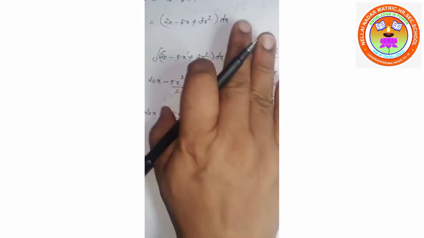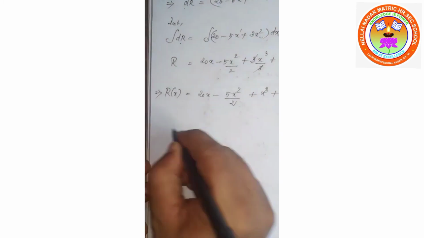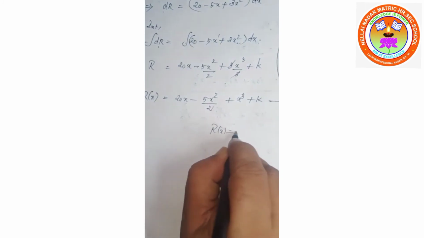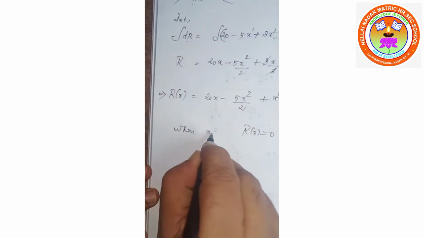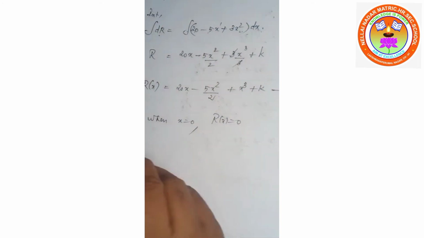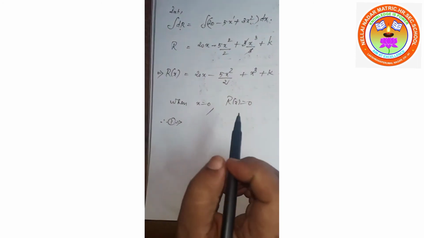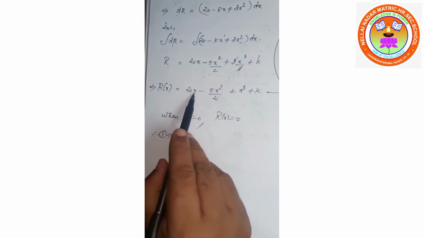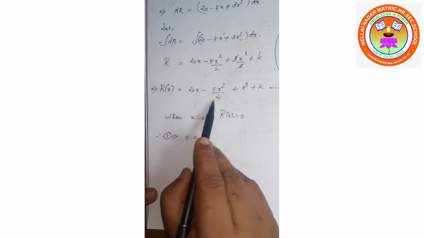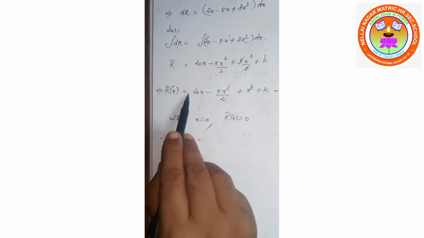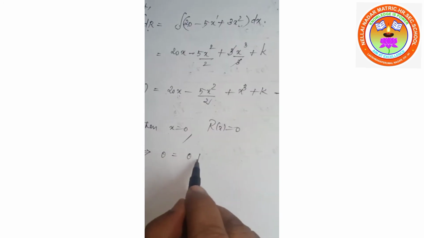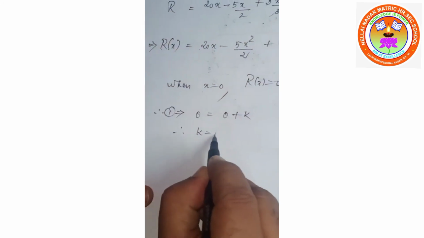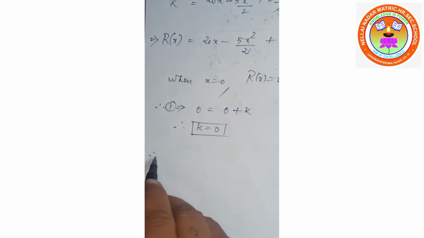To find k, no such condition is given for finding the value of k. In that case, consider R of x equal to 0 when x equal to 0. Therefore, equation 1 implies, replace R of x equal to 0, 0 equals, substitute x also 0, 20 into 0 is 0. If you replace x by 0, you will be getting 0 over here. Here also 0 cube is 0. So altogether 0 plus k. Therefore, k equals 0. Substitute the value of k in equation number 1.